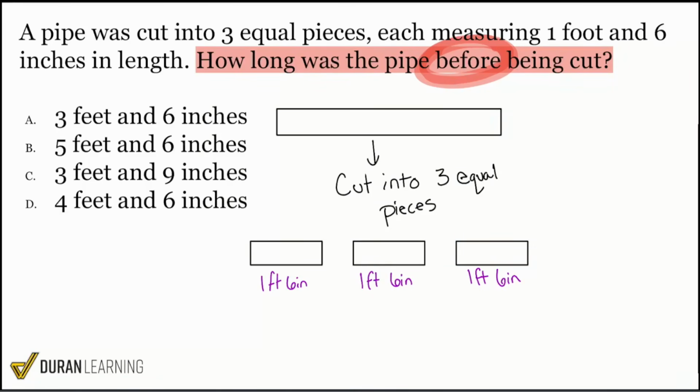So everybody, think about how the story went. We started with the original pipe. We cut it into 3 equal pieces, which is division. And we got 1 foot, 6 inches for each of those individual pieces. Everybody, if we're working backwards to get the pipe before it was cut, what is the opposite of dividing by 3? What is the opposite of dividing by 3? Correct. Multiplying by 3. That's how we'll get the original length of the pipe.